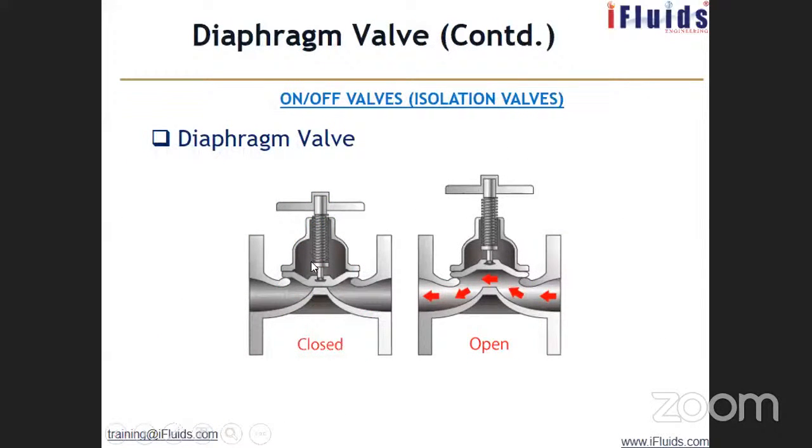So this shows how the diaphragm valve operates. This is the diaphragm. So in the closed condition, the diaphragm is pressed against the valve seat. The flow is not allowed. And when you open the valve, the diaphragm is lifted inside the bonnet, and then it allows the flow.